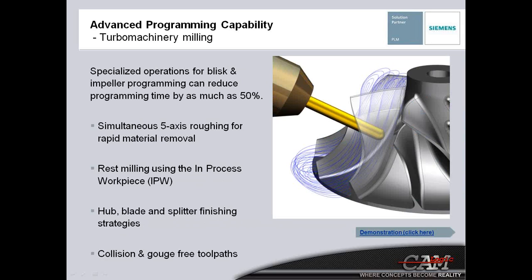NX offers a specialized 5-axis NC programming operation for complex multi-bladed rotational parts such as blisks and impellers for aero engines, turbo machinery, and power generation equipment. These complex parts can feature curved blades with undercuts and multiple splitters. Again, we have a quick demonstration to show what we're talking about with the ease of use with NX 7.5.